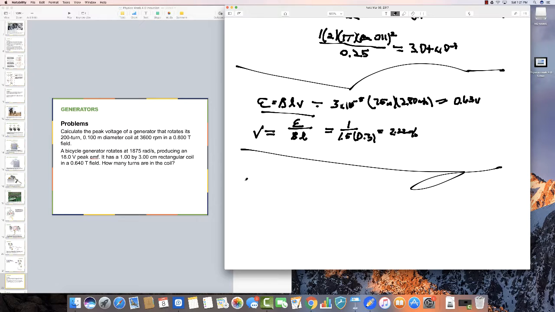First of all, we need to calculate omega here. And omega is 3,600 revolutions times 2 pi radians per revolution, divided by 60 seconds per minute. And that gives you an angular velocity of 377 radians per second.